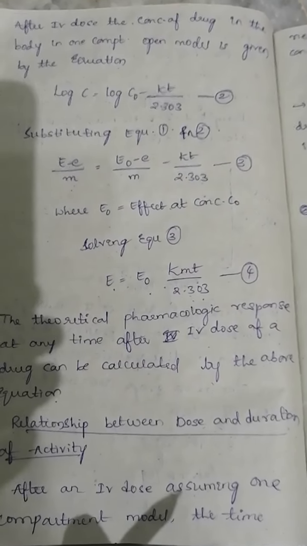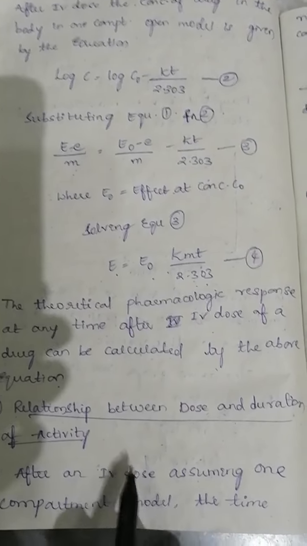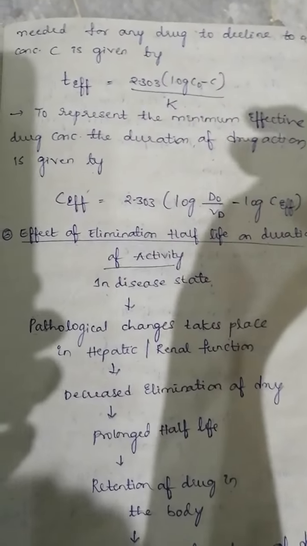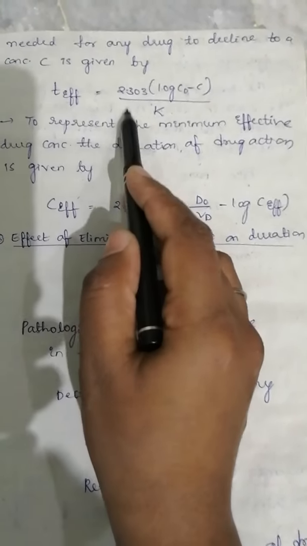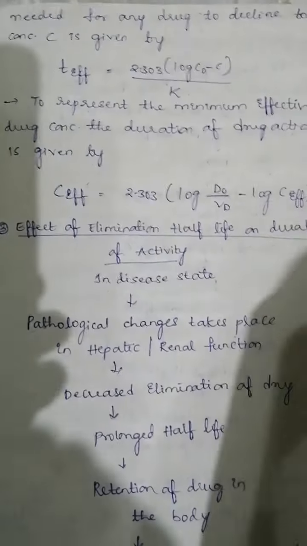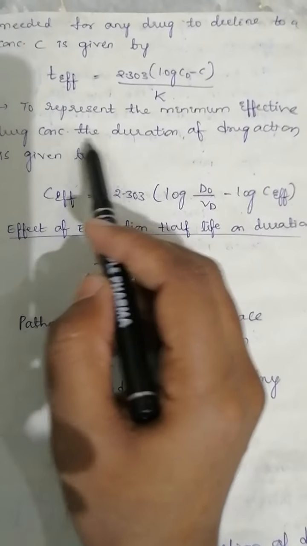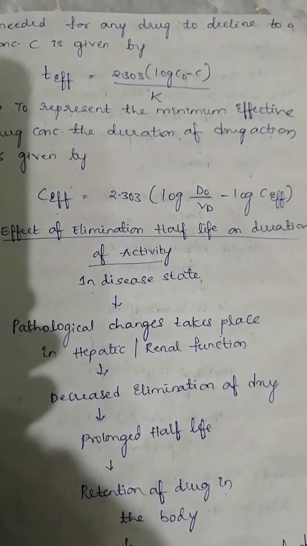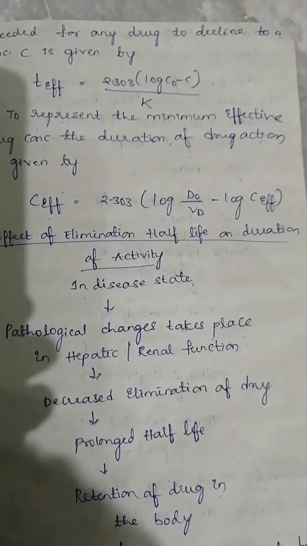So let us see the relationship between your dose and duration of activity. After an IV dose, assuming one compartment model, the time needed for any drug to decline to a concentration C is given by T effective, that is the effective time taken to decrease the concentration, given by the equation 2.303 into log (C naught by C) by K. To represent the minimum effective drug concentration, the duration of action is given by 2.303 log (D naught by Vd) minus log C effective.